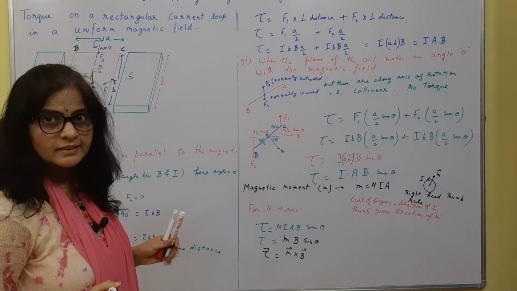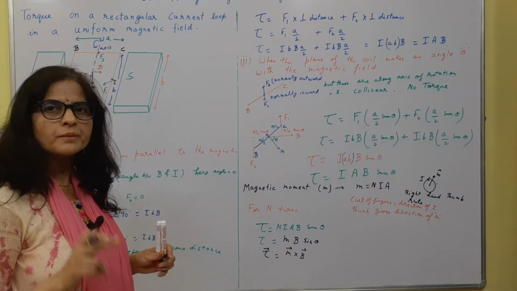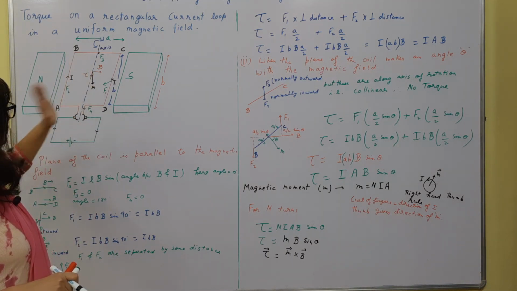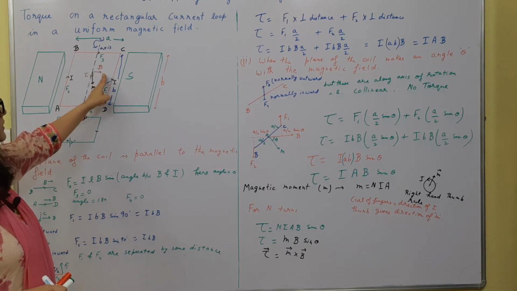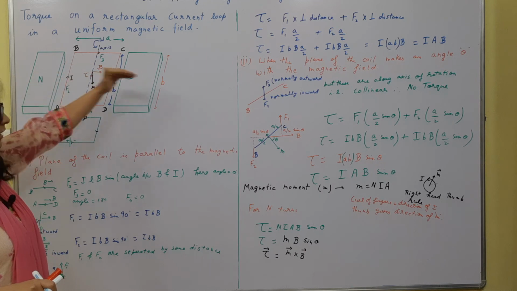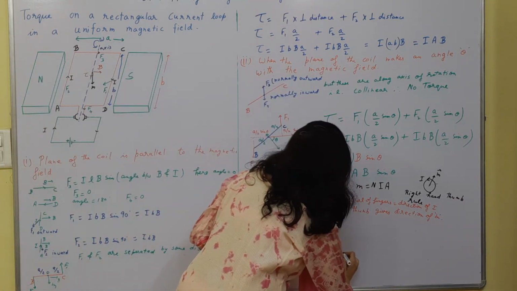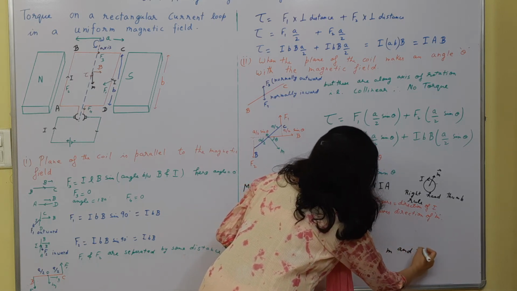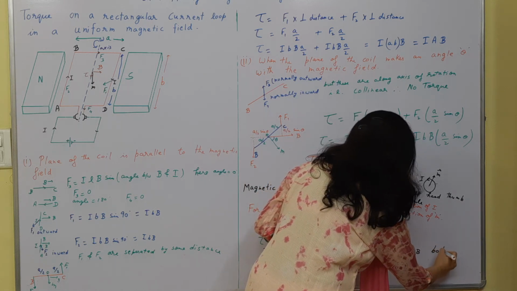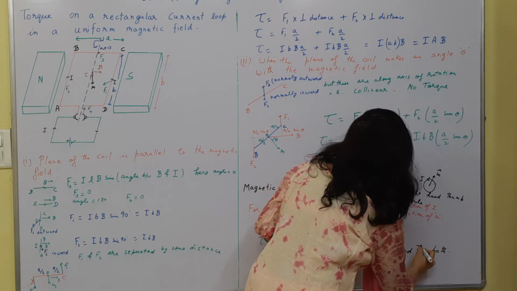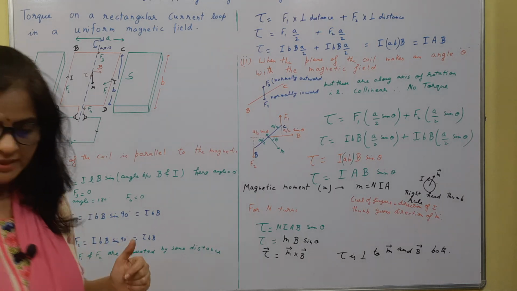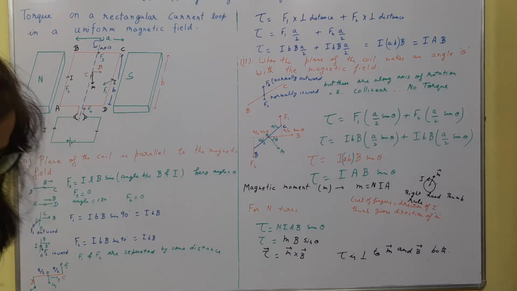Torque is in a direction which is perpendicular to the plane containing M and B, which I have shown over here. Torque is perpendicular to magnetic moment, which is inward, and magnetic field, which is from left to right in this figure. So torque is perpendicular to M and B both, right? Now we can discuss the maximum torque and minimum torque also, so that you are able to relate it to the electric dipole case. For that I need to rub the board.